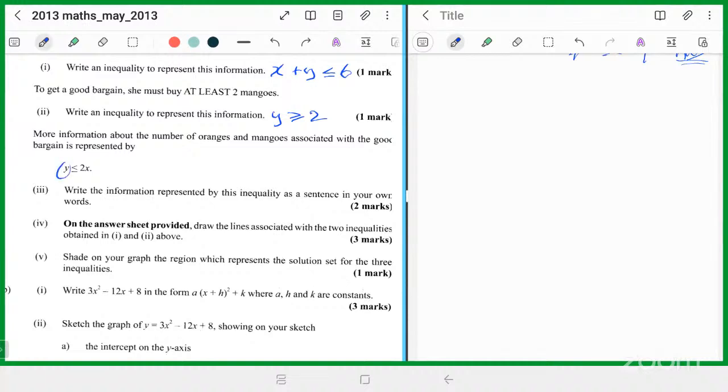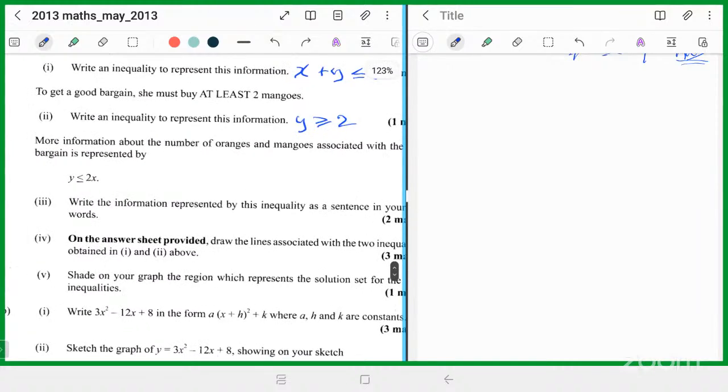You cannot just say y must be less than or equal to 2. Say it in relation to the number of oranges and the number of mangoes. So y, remember, is the number of mangoes, must be less than or equal to twice the number of oranges. You cannot just say mango. Y is the number of mangoes, not mangoes.